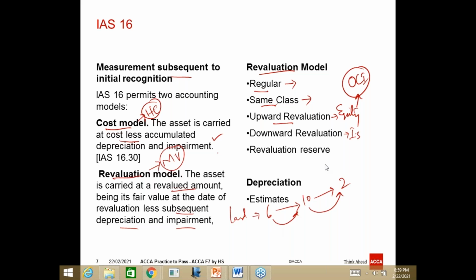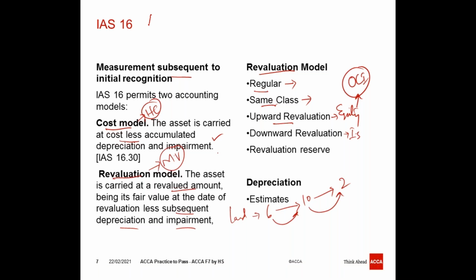If the land goes from 6 million to 10 million, the accounting entry should be land debit 4 million, revaluation reserve credit 4 million. Now from the exam point of view, you need to think like this: if there is a revaluation gain which we have reported in revaluation reserve, then it should also go in other comprehensive income. The first thing that comes into your mind should be OCI, because when there's a gain that lands directly into equity, IAS 1 says it should also be reported in the OCI.